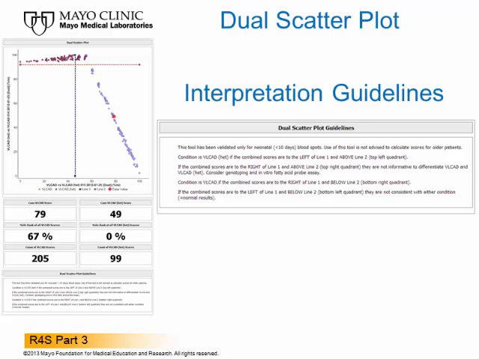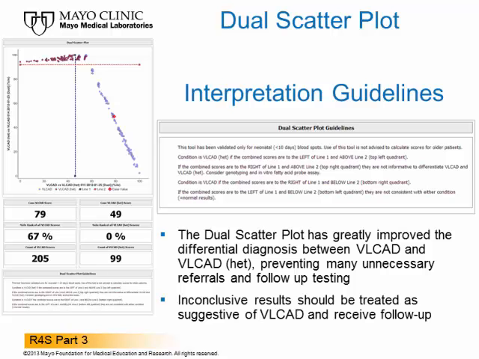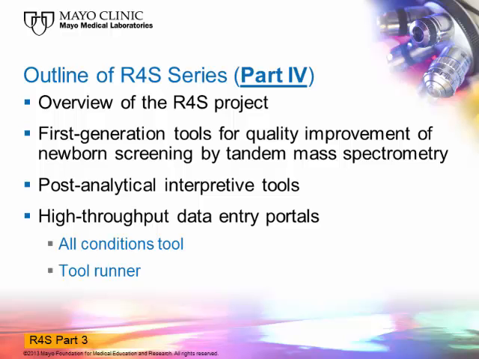In our experience, the dual scatter plot has greatly improved the differential diagnosis between VLCAT and VLCAT carriers, preventing many unnecessary referrals and follow-up testing. Inconclusive results should be treated as indicative of VLCAT and receive appropriate follow-up testing. This is a conclusion of the third part of the R4S series of Mayo Medical Laboratories Hot Topics.